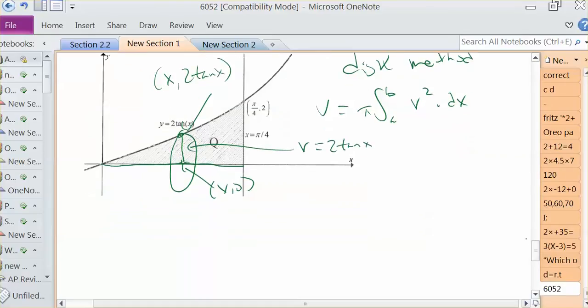So now we're integrating this from 0 to pi over 4 of (2 tan x) squared times dx. Very simple. That's all that's happened there. Very, very simple.